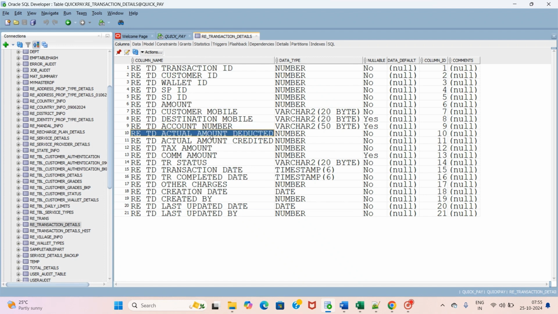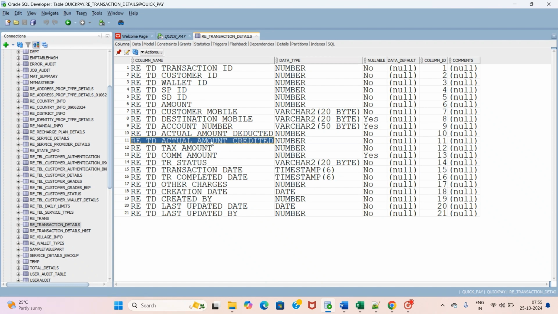And the actual amount deducted from your wallet. If you are doing the transaction, the actual amount is the total transaction amount plus taxes or charges. The total amount is debited from the actual amount deducted column.